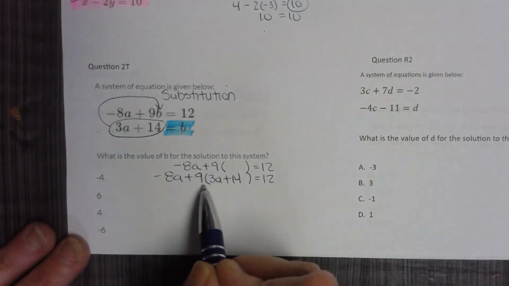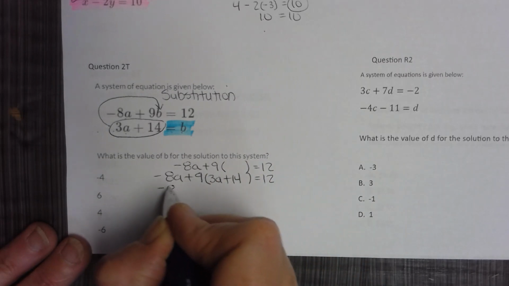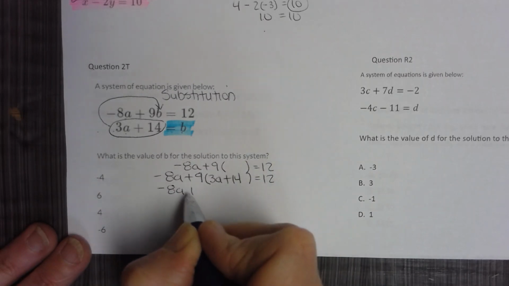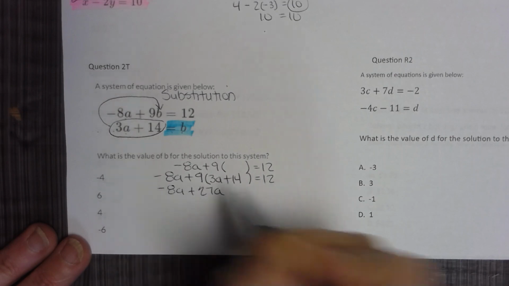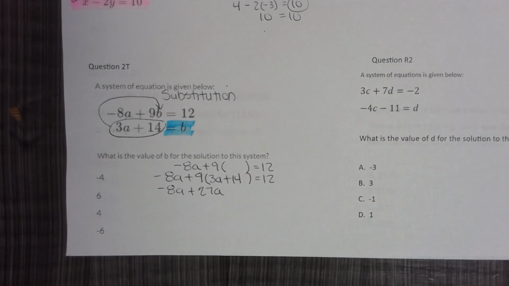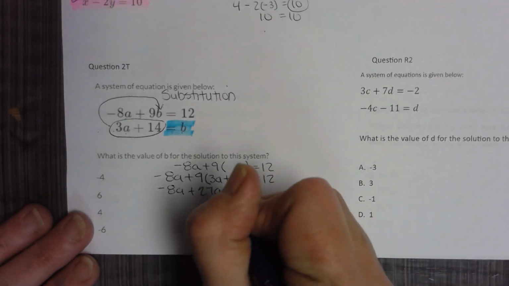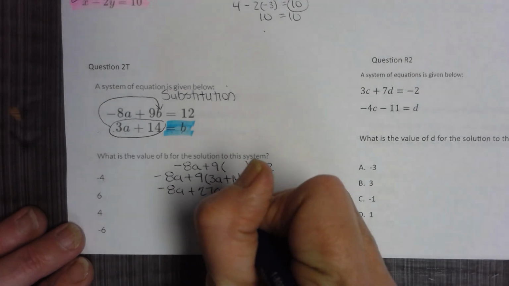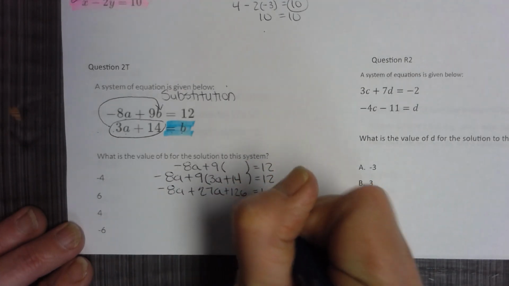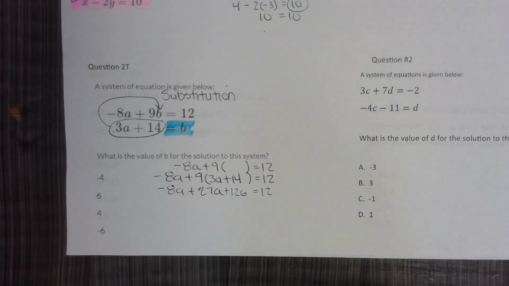Okay, we're going to distribute here. So I'm going to go ahead and bring down the negative 8a, and I'm going to distribute 9 times 3. That's going to be 27a. 9 times 14. Let's grab us a calculator. 9 times 14 is a positive 126. And then bring down equals and bring down 12.